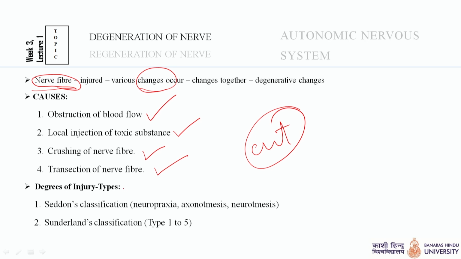Then these nerve injuries are broadly classified into types based on Seddon and Sunderland. These two persons described the degree of injuries. Seddon's classification classified the nerve injury into neuropraxia, axonotmesis, and then neurotmesis. Whereas Sunderland classified the degree of nerve injury into type 1, type 2, type 3, type 4, and type 5.